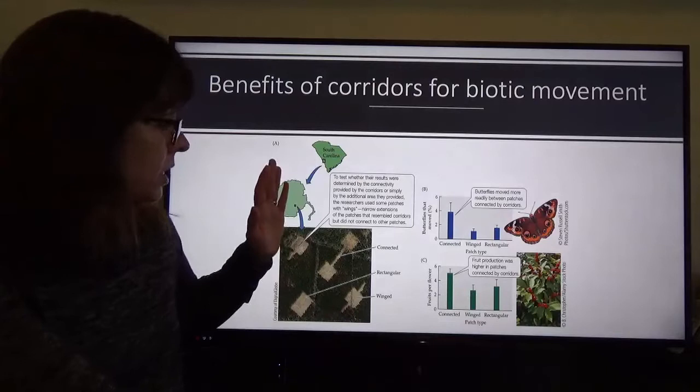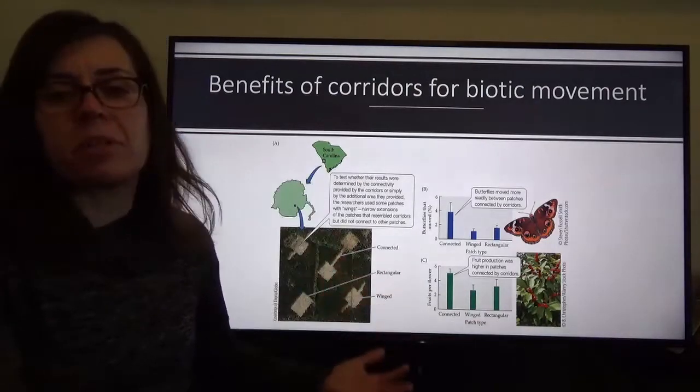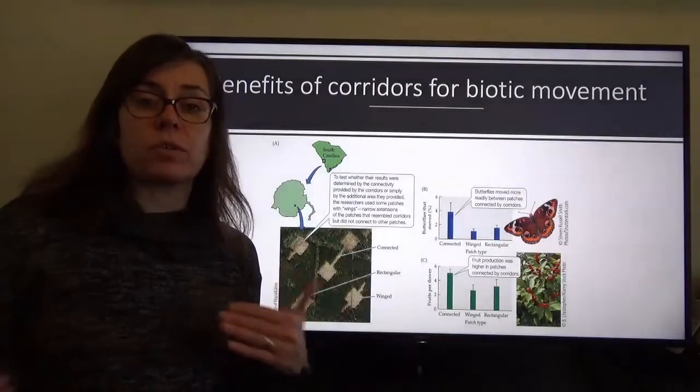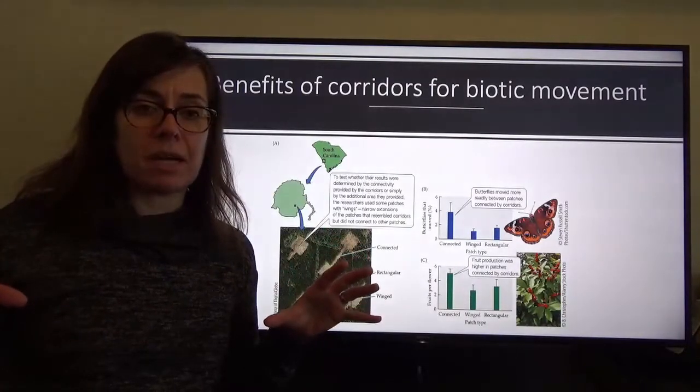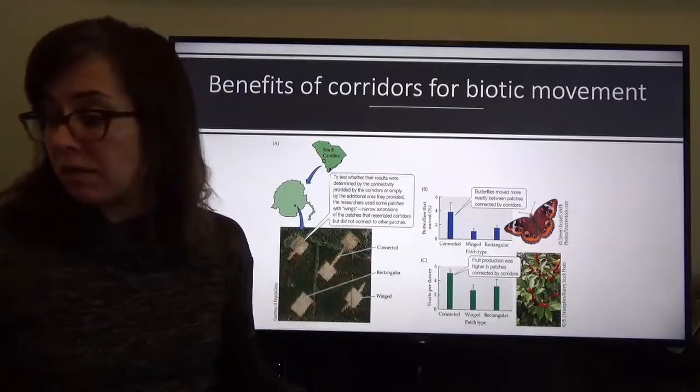Okay, so this is just one example of the positive impact of providing those connections between habitat patches for movement of animals.